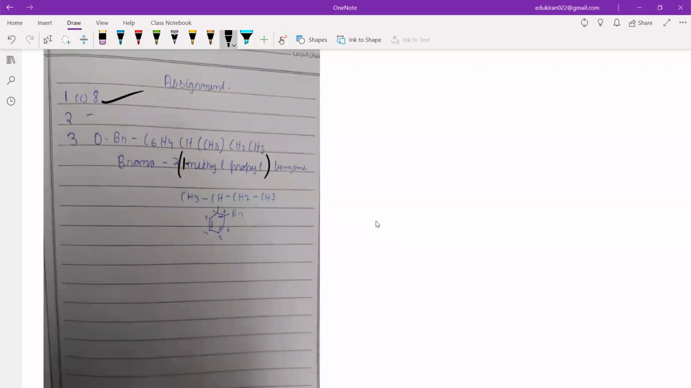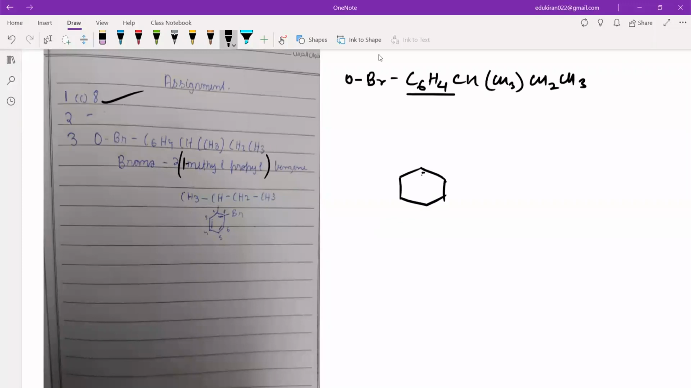Okay, so let me discuss this third question here. The question was OBr, then it was C6H4 CH, then in bracket there was CH3 CH2 CH3. So first of all, C6H4 means we have a benzene ring. This benzene ring has ortho substitution like this. So let me write bromine here. Then we have CH, which is connected to a CH3 group and also connected to a CH2 CH3 group.